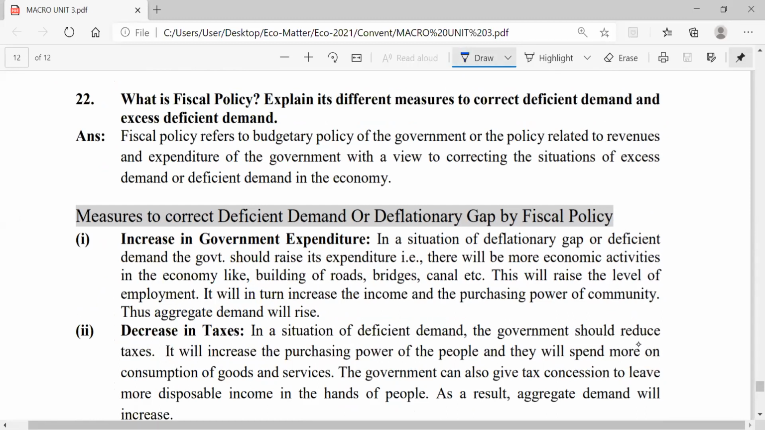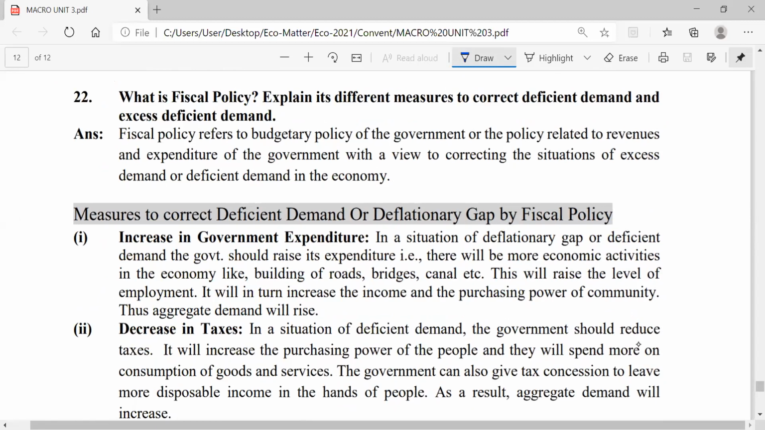Look, first of all, the definition. Fiscal policy refers to the budgetary policy of the government, or the policy related to revenue and expenditure of the government, with a view to correcting the situations of excess demand or deficit demand in the economy. So you can say the revenue and expenditure policy of the government is called fiscal policy. Now, what to do in case of deficit demand or deflationary gap? How can this gap be narrowed?